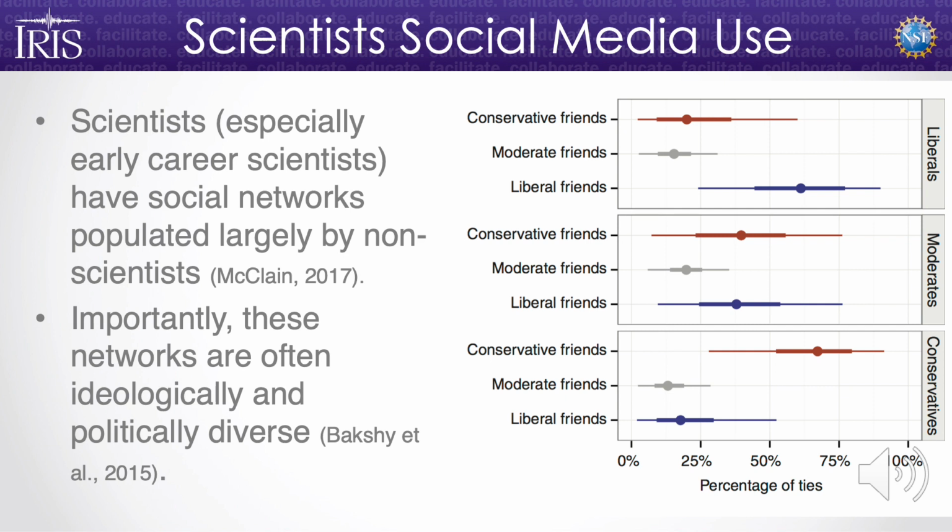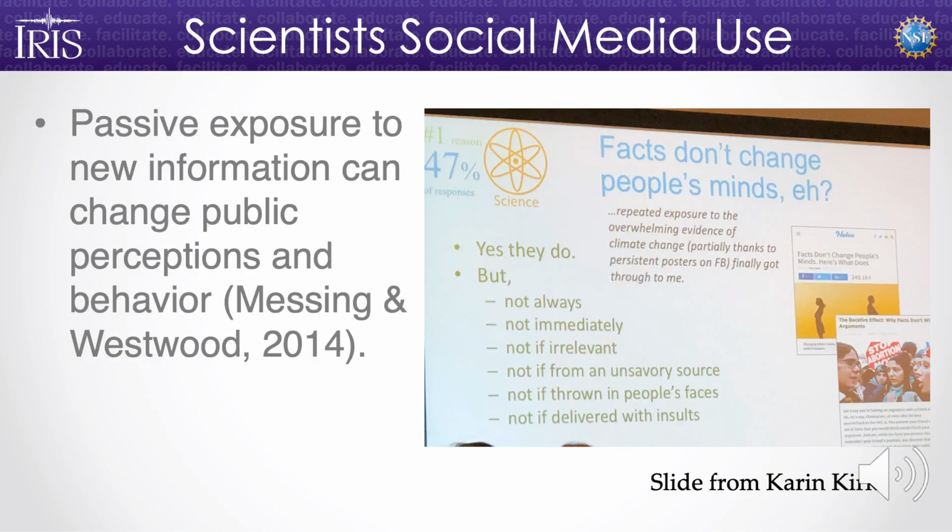So this is the part where everybody goes, oh, but I don't want to argue with people on the internet. I don't either. But friends, we must, because passive exposure to new information can actually change public perceptions and behaviors. Researcher Karen Kirk, she's doing the good work here, folks. She's going into the dark corners of Reddit, and she's looking to understand why people have their minds changed about scientific consensus and those sorts of things.